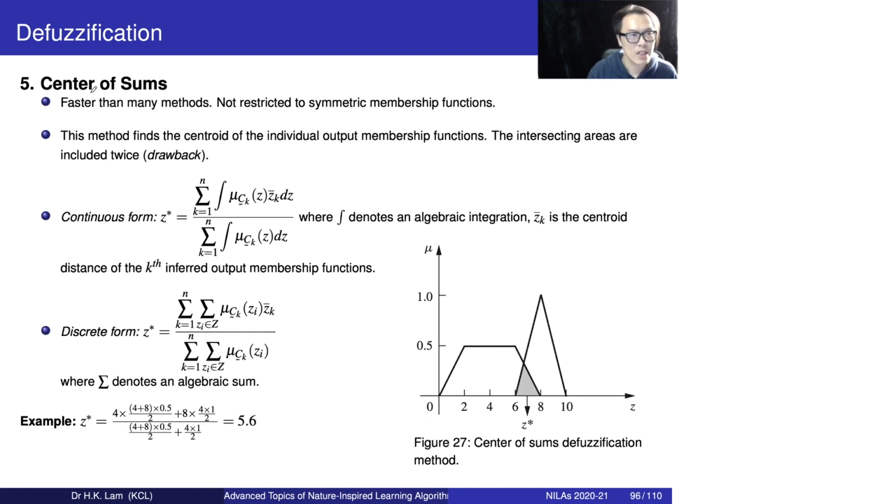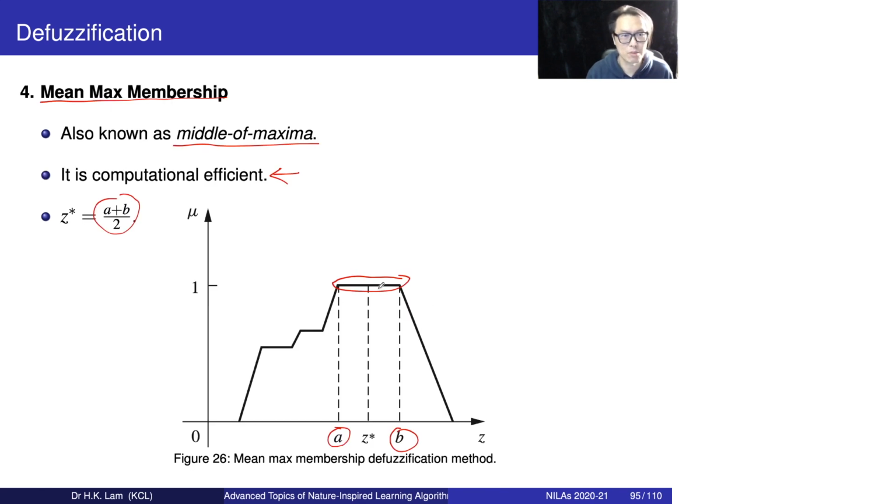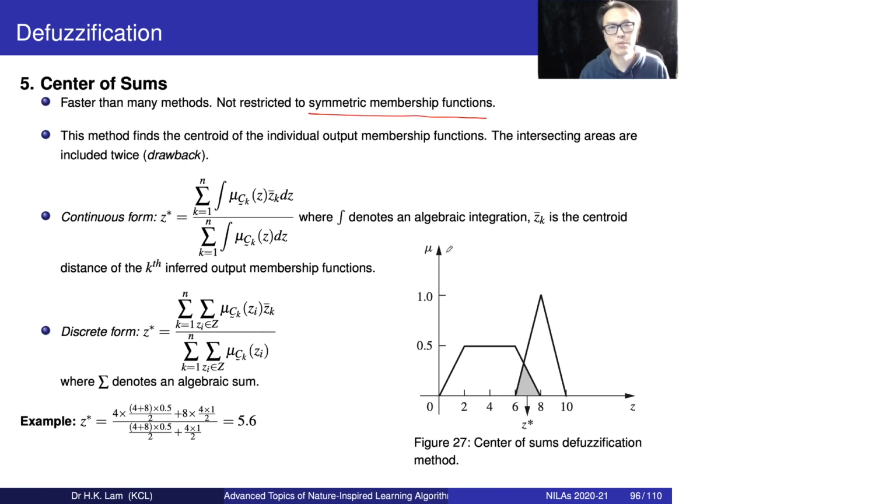The next one, center of sums. Center of sums, that is, we do not restrict to the symmetric membership function like what we have to do in this method. So it can be applied to any membership function. Now, again, why do we have two membership functions right here, or two shapes? Because this is from rule 1, and this is the output membership function of rule 2. So we are going to consider that individually, and this is the continuous form.